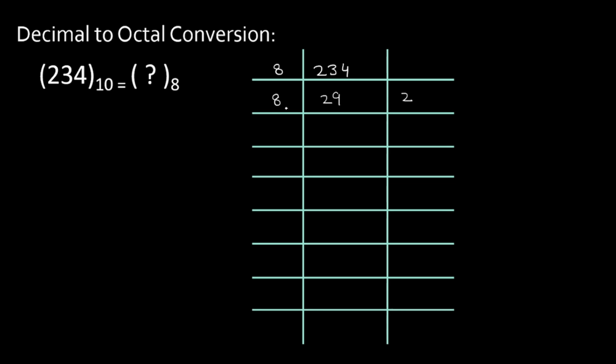Now again this 29 will be divided by 8. Now 8 3s are 24 and the remainder you will get is 5. This 3 cannot be further divided because it is less than 8, so it will be written over here. So this will be considered as MSD, that is most significant digit, and this is LSD, that is least significant digit.